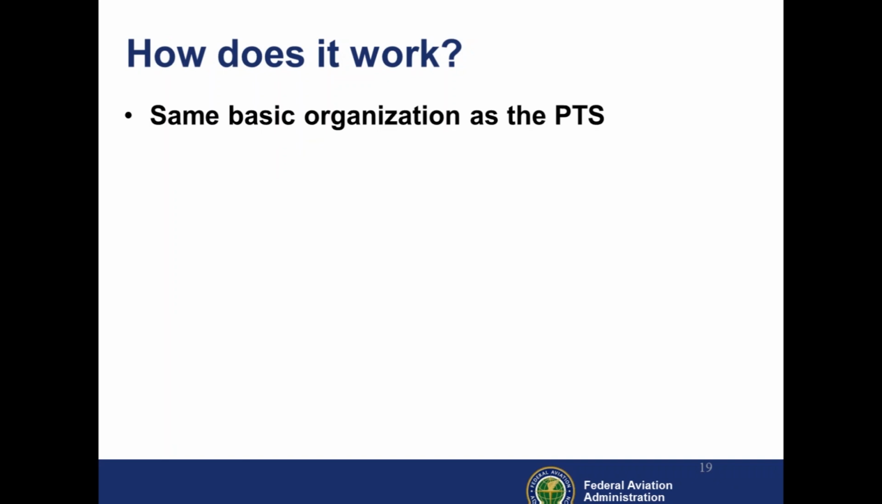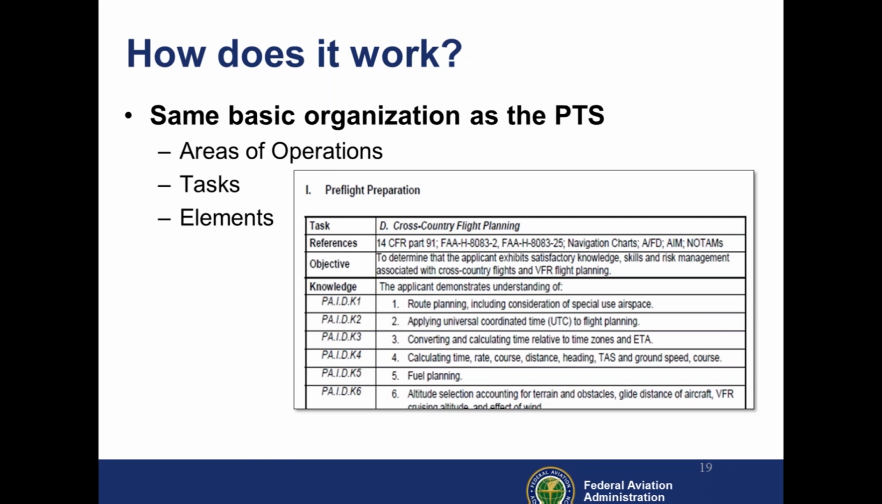You have areas of operations, tasks, and elements, just like you did in the PTS. So if you're familiar with those things under the PTS, those same concepts apply here as well. So that's kind of helpful. Here's an example. This is part of an ACS excerpt. Your area of operation in this example is area of operation 1, which is pre-flight preparation. And then your task would be task delta, which is called cross-country flight planning. And then you have all these elements listed down off the side. So it looks a little bit different than the PTS, but the general structure is the same.